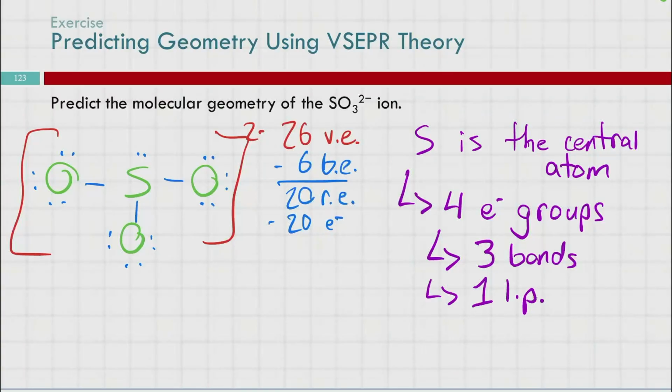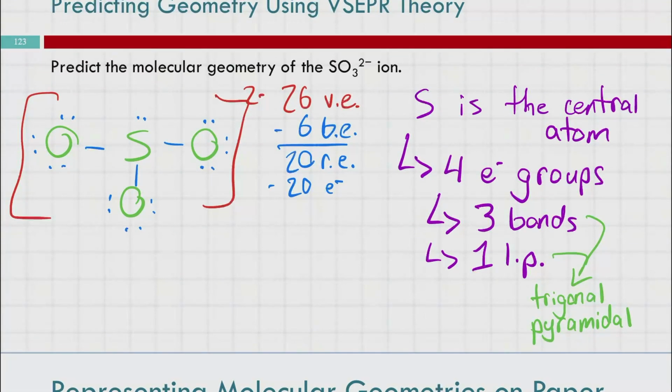So if we imagine that X and E shape, that's our tetrahedral, that's our electron geometry, get rid of one of those groups, and then we're left with trigonal pyramidal geometry. Or if you just refer to the table, 3 bonds and 1 lone pair, that's trigonal pyramidal. Questions about that one?